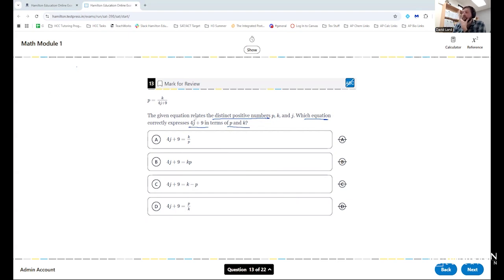Well, what I kind of want to do is solve for 4j plus 9, but I notice that's right in the question. So I'm going to pretend that 4j plus 9 is equal to some letter, like u. And so that means really I have p is equal to k over u. Well, in order to get u by itself, I can flip the fractions on both sides, or I can cross multiply. So if I multiply, I get u times p is equal to k, and then to solve for u, I have to divide both sides by p. So then the answer is just simply k over p, which is A.